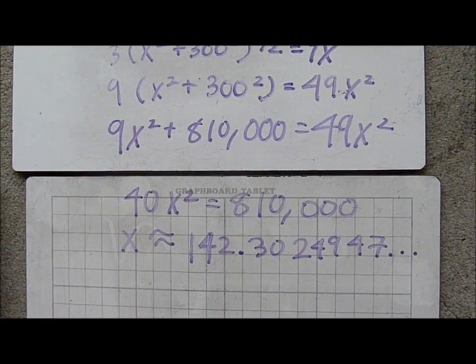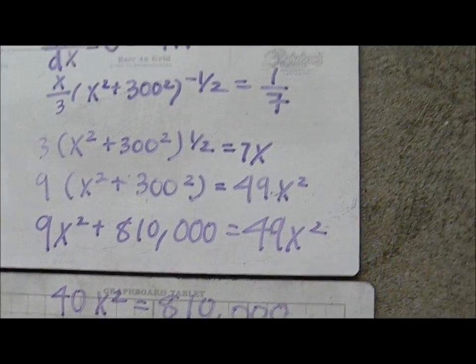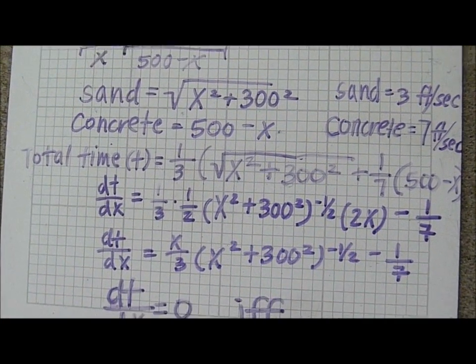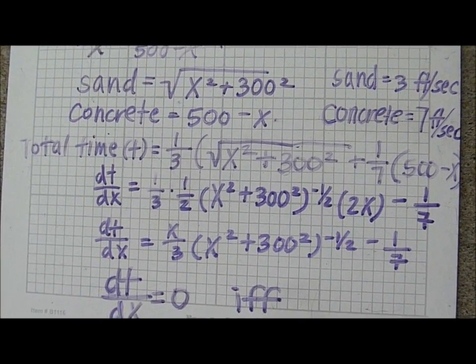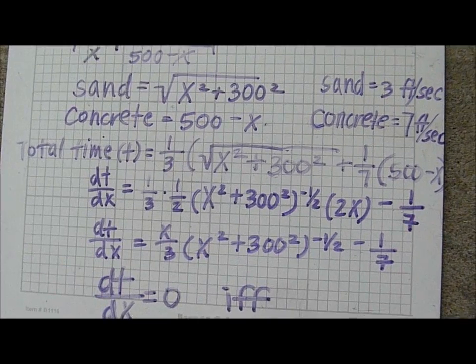Now, with the x value we found, we will plug it back into the first equation where sand equals the square root of x squared plus 300 squared and solve for the minimal distance.